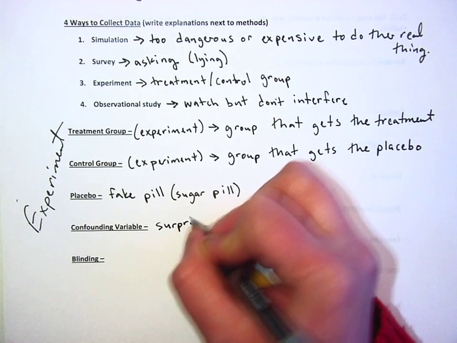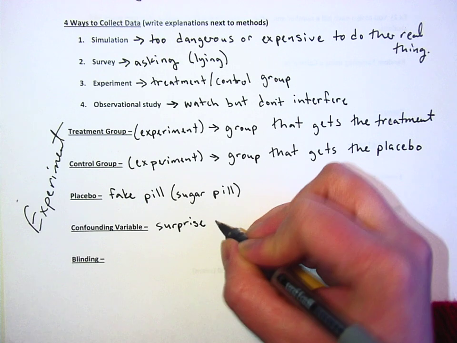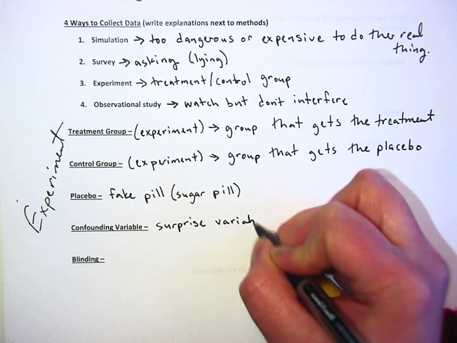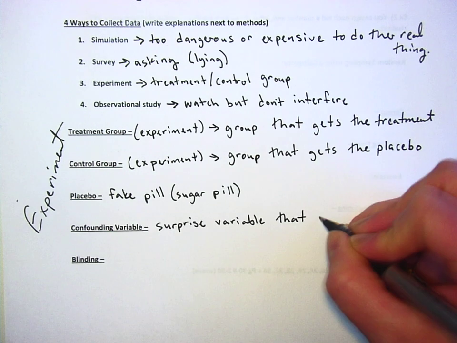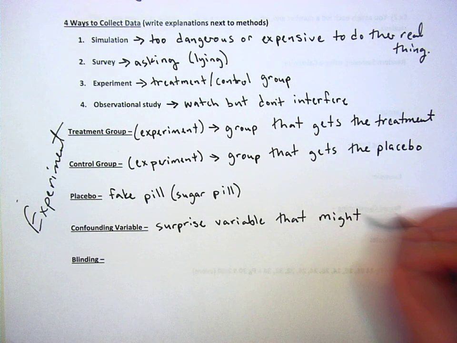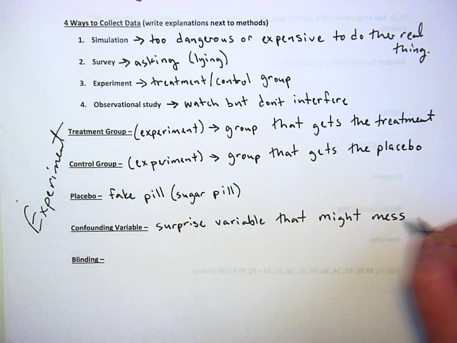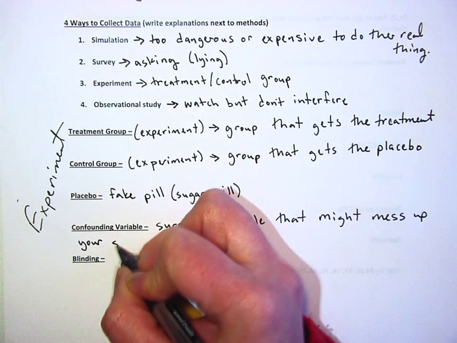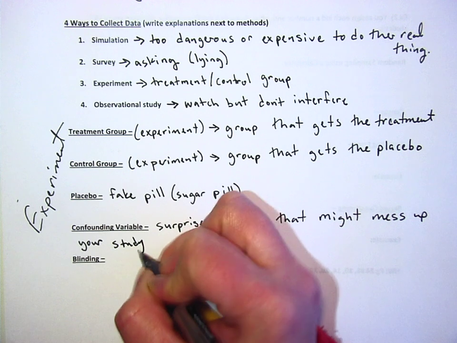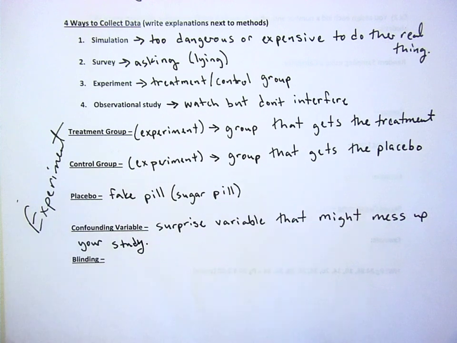A confounding variable is a surprise, I guess, variable that might mess up your study. Something you didn't plan for, but that turns out to have really made a difference.